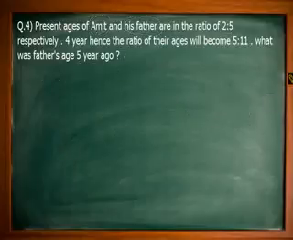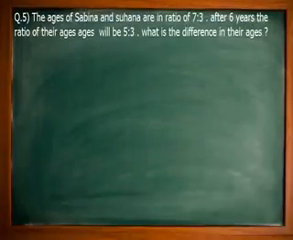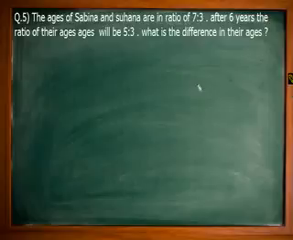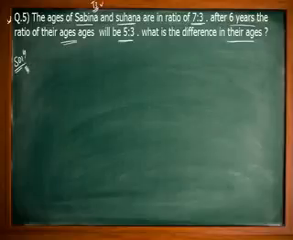Now let's move to another problem, that is problem number 5. See guys, the ages of Sabina and Suhana are in the ratio 7:3. After 6 years, the ratio of their ages will be 5:3. What is the difference in their ages? That is your question. That is another type, that is T3. So how can you approach such kind of problems?